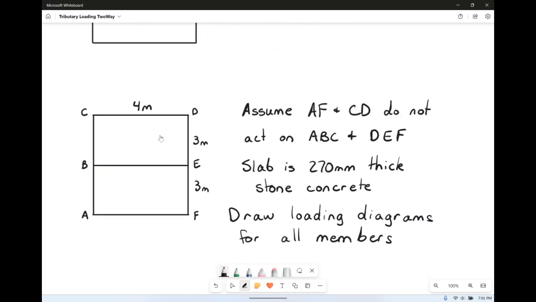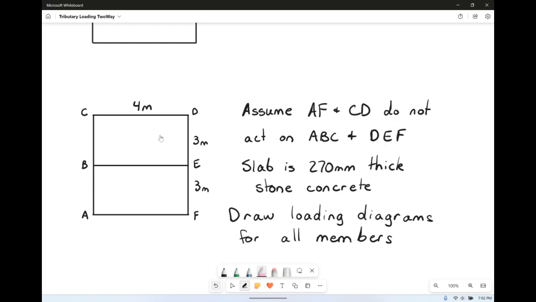So here in this example, we have a kind of very small slab. We have a 4 meter wide and 3 meter tall for each of the bays for A, B, C, and D, E, F. We're going to assume that A and F and C, D over here do not act on A, B, C, nor does it act on D, E, F. So we're just going to assume that those guys there are not actually acting on those long girders.